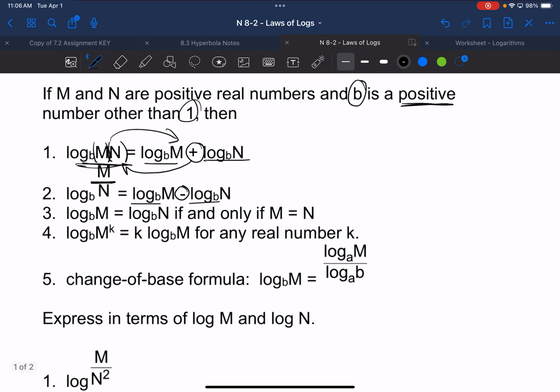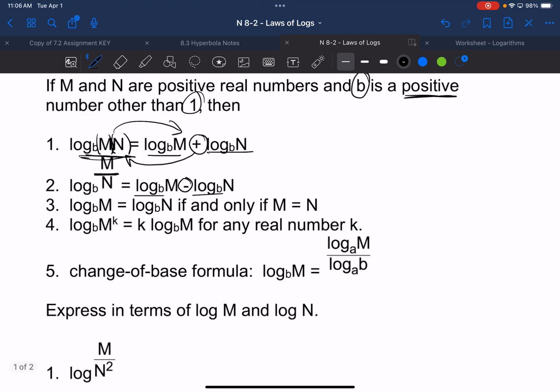Okay? Rule number 3 says that if you have log base b of m written to be equal to log base b of n, so if these two things are written to be equal, then that must mean that m and n are equivalent. No matter what they say they are. They might say m is x squared, and they might say n is 25. Well, that must mean x squared equals 25, right?